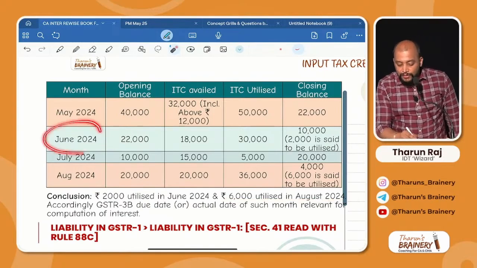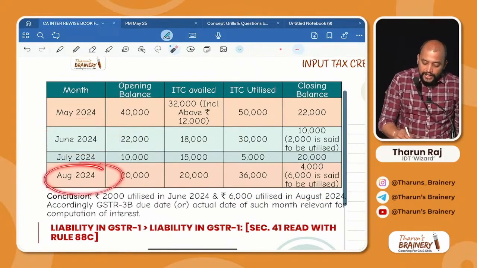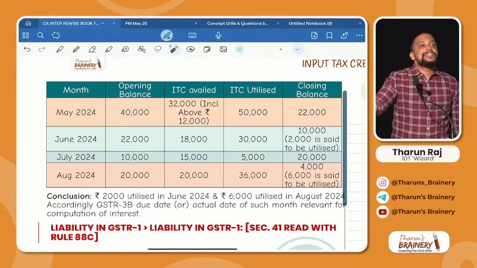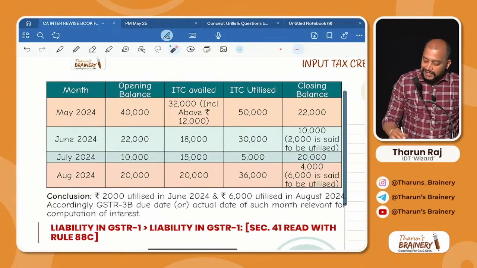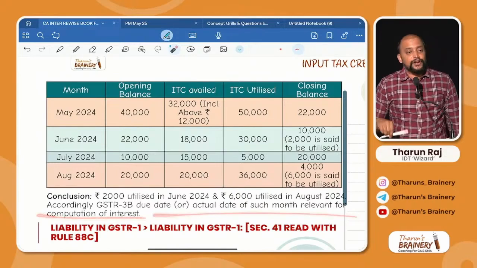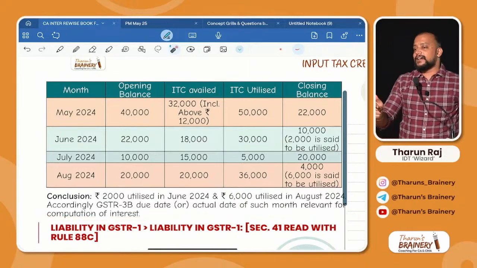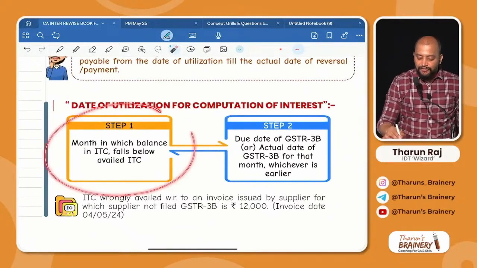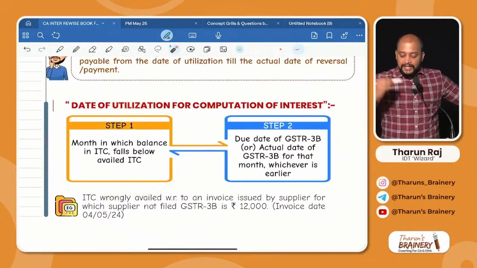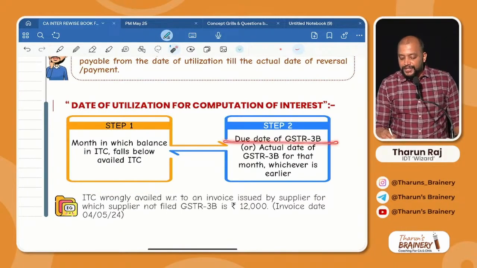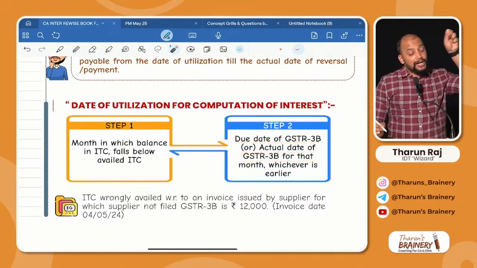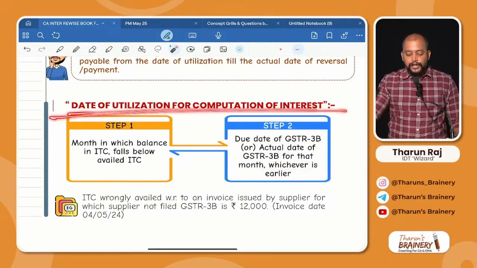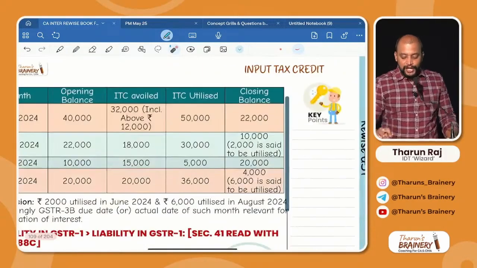Accordingly, the June month 3B due date or actual date of 3B, and the August month 3B due date or actual date of 3B, whichever is earlier, will be taken as the date of utilization for computation of interest. Is it clear? So first, you need to see the month in which the balance in ITC falls below the availed ITC. Step 2, take the due date of 3B or actual date of 3B for that month, whichever is earlier, and that is taken as the date of utilization for computation of interest.